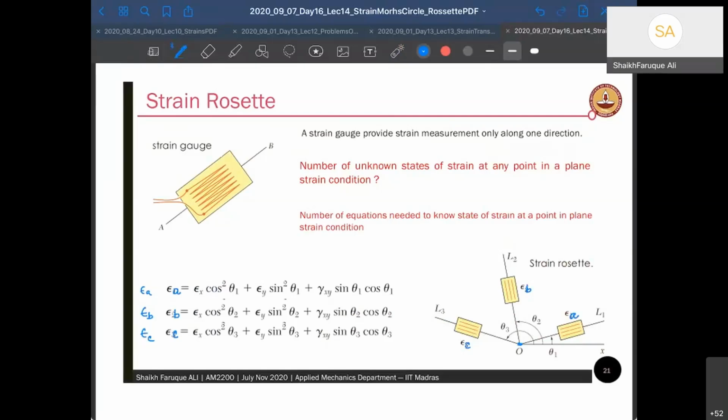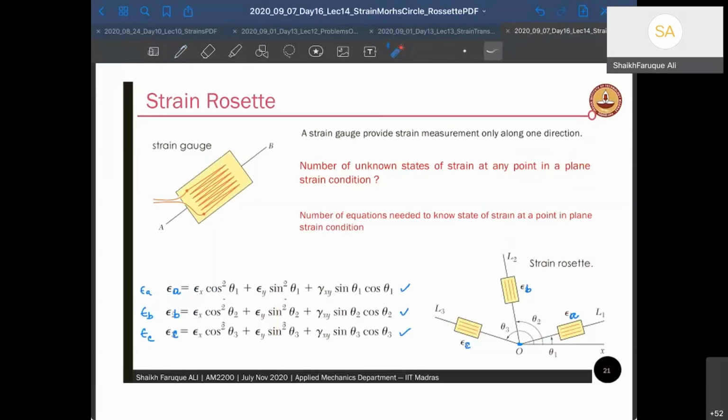All these 3 values I can represent in my strain transformation equations. And they will have the unknown strains, epsilon x, epsilon y, and gamma xy. And then we can solve it, right? Solve these 3 equations to find my unknown epsilon x, epsilon y, and gamma xy. Okay, so there are 3 strain gauges that are needed, and I can plant these as I want. A few of the arrangements are easier to solve, and they are available.